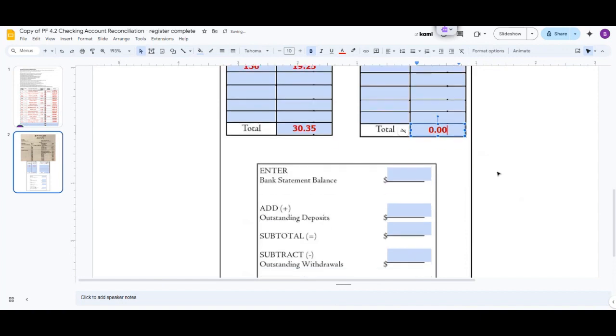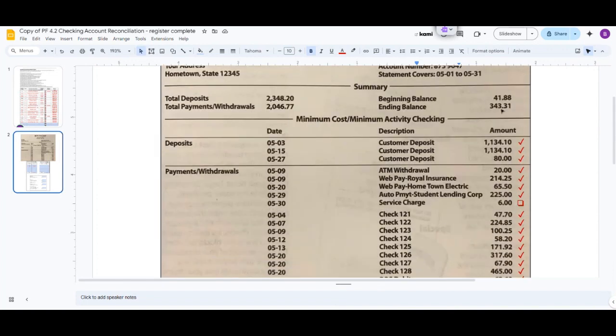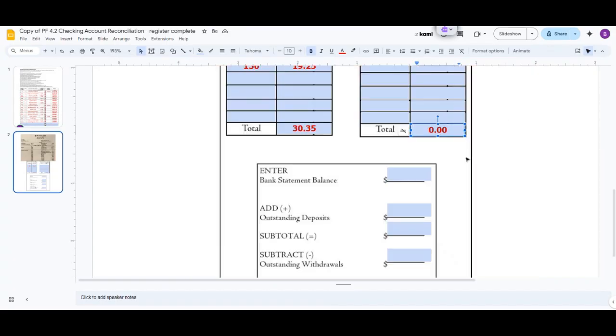All right, and now I'm going to complete this portion to see if everything balances now. So my bank statement balance, again, if I come up here, my bank statement balance says that at the end of this statement period, I have 343.31. Add any outstanding deposits. Well, again, I don't have any, so that's going to be 0, which keeps me still at 343.31. Now I'm going to subtract my outstanding withdrawals.